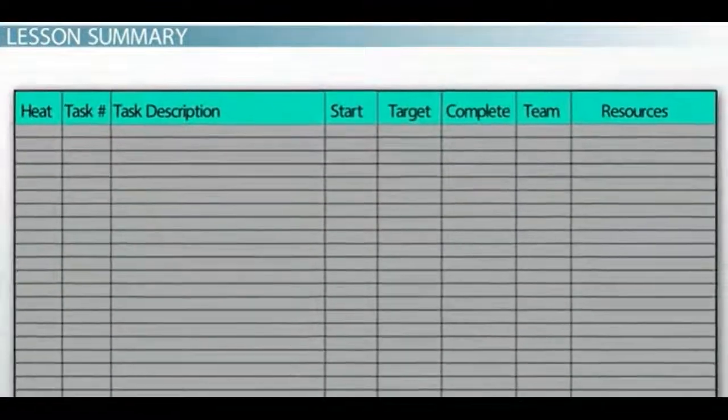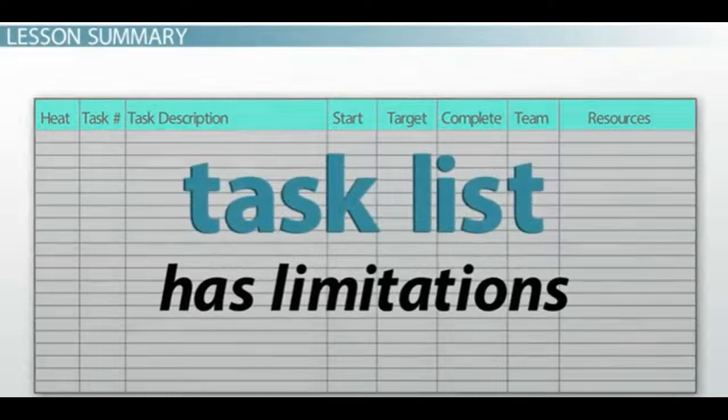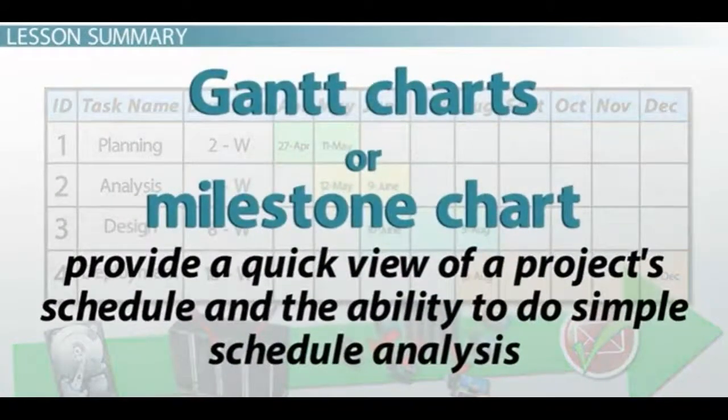Once a schedule is developed, it needs to be put into an easily readable and understandable format. The simplest format is a task list, but it has limitations. More easily visualized is a Gantt chart or milestone chart, which provides a quick view of a project schedule and the ability to do simple schedule analysis.